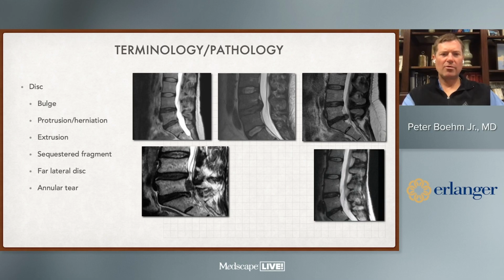And then something worth mentioning is the annular tear. Annular tears can wreak havoc on the back. It's amazing how something so small can cause so much issue. But in the bottom right image there at L4-5, you see a little white, what we call hyperintensity, at the back inferior aspect of the disc space. And that is an annular tear.